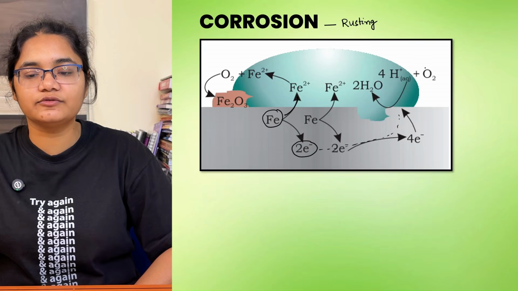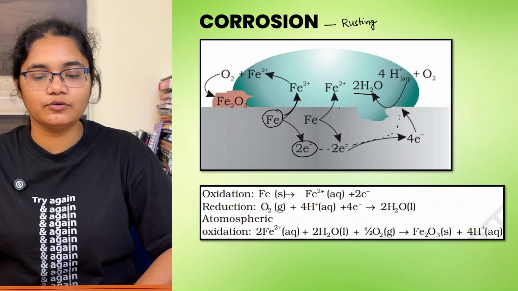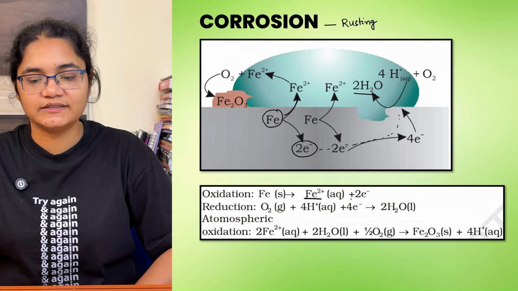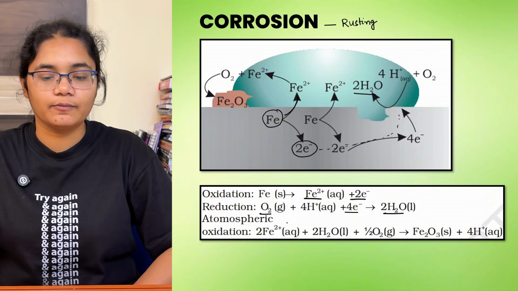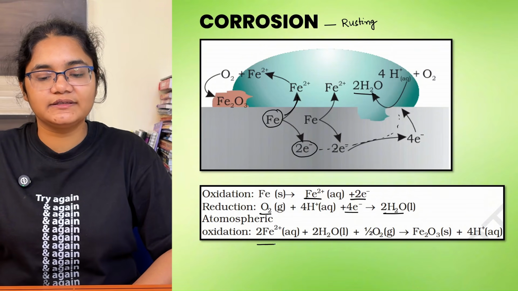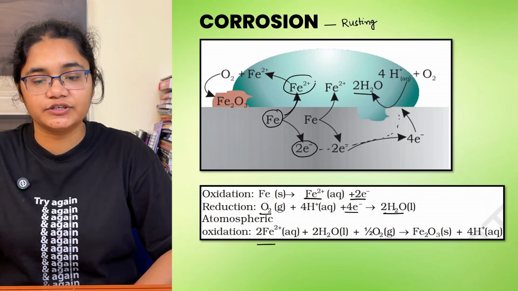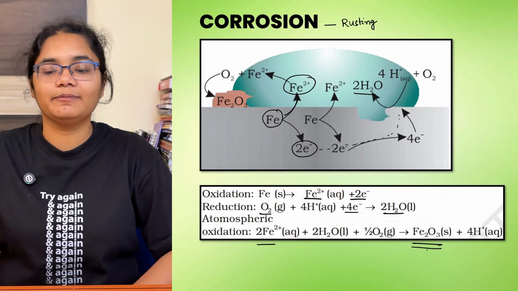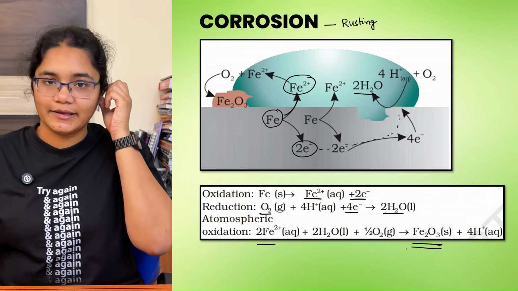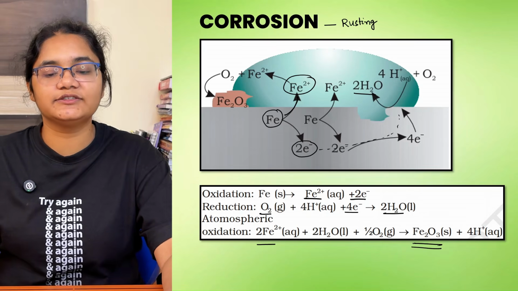And it is used to reduce oxygen to water. You can see the reaction here. Fe undergoes oxidation to give you Fe2 plus and 2 electrons, whereas oxygen gains electrons to give you the water molecule. Then atmospheric oxidation: this Fe2 plus which is produced here is further oxidized in presence of oxygen to give you Fe3 plus or oxides of iron, or hydrates of iron oxide, which leads to corrosion.